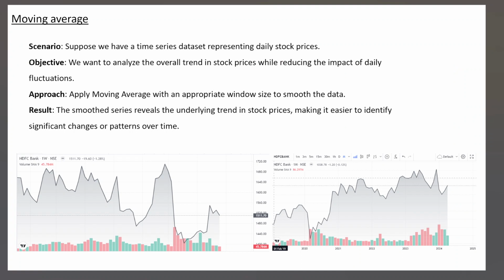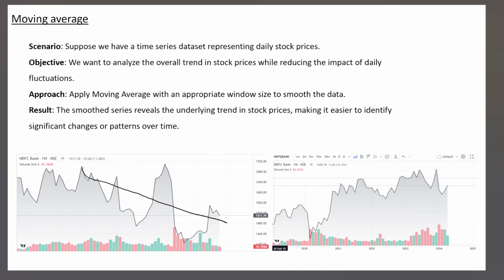Another application where the moving average is majorly used is the stock market, where for analyzing stocks they check the moving average over the last 5 years or the last 5 months. In this case, for every month they check the moving average. If you simply look at the last 2 years, the stock is going in a downtrend. So this moving average tells us the trend is downward.